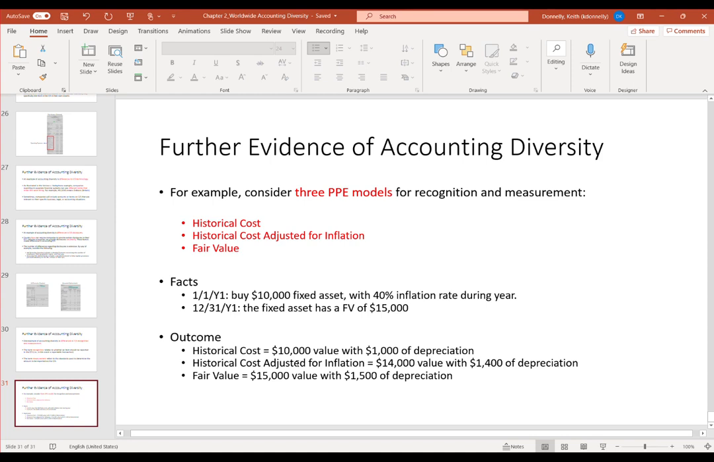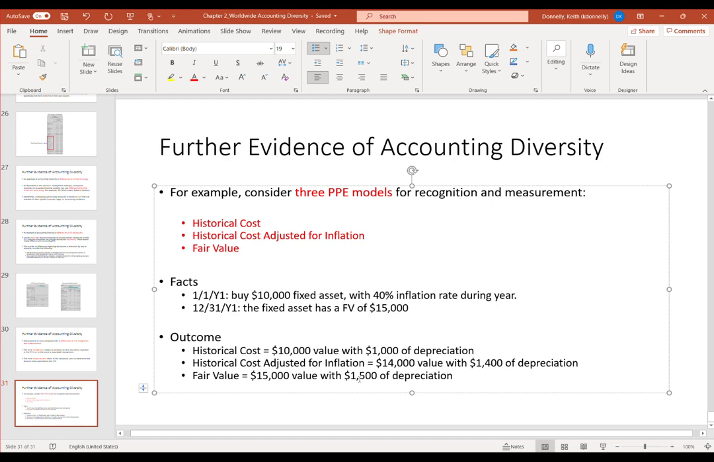Let's look at a simple example here, right? Say we buy a $10,000 fixed asset. We have a 40% inflation rate each year. And at the end of the year, the fixed asset has a fair value of $15,000. So if we were using historical cost, let's just say it had a 10-year life, we were equally depreciating it year over year. At the end of year one, you'd have 10,000 minus 1,000 of accumulated depreciation, right? The net book value would be 9,000. This is GAAP, that'd be historical cost.